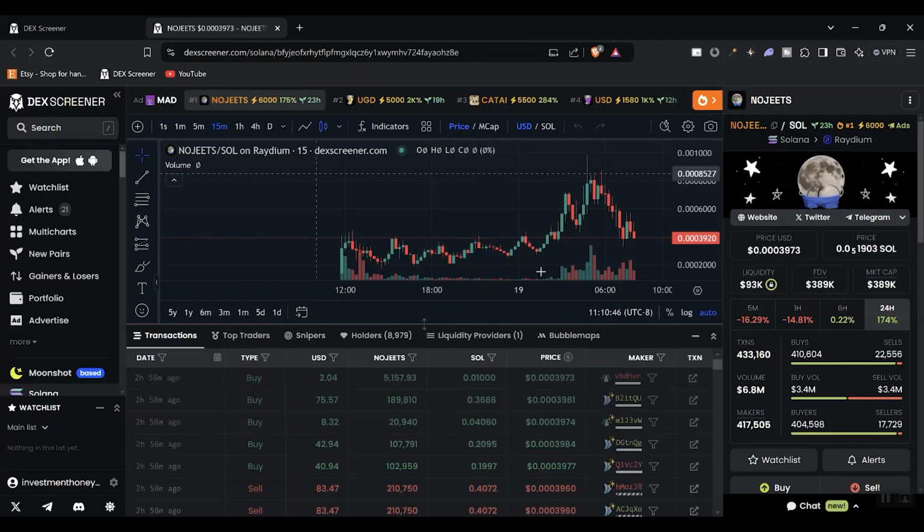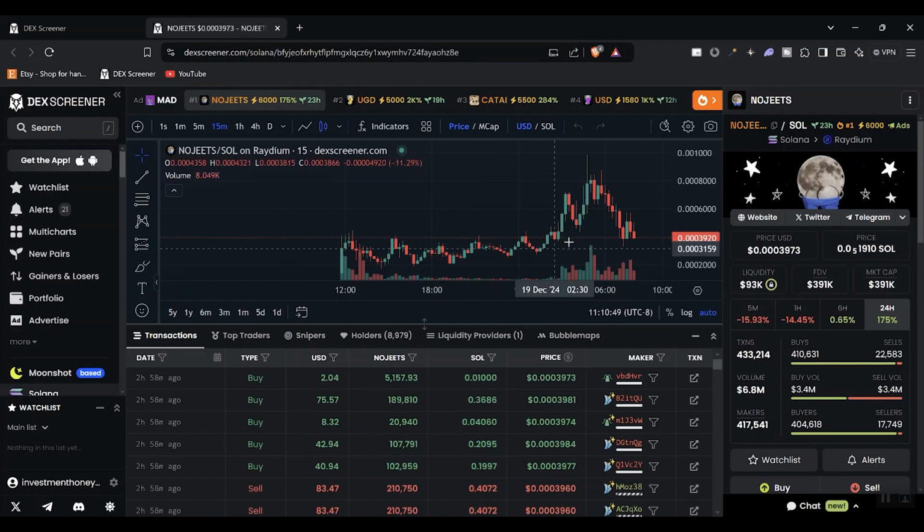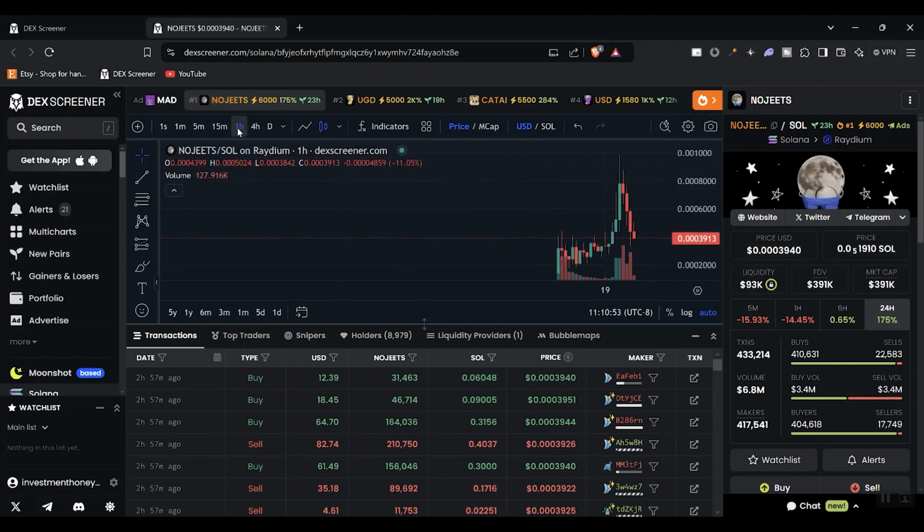Okay, and then in this one here on the no JITs. So we're looking at the 15 minutes. Let's see what it looks like on the 1 hour. So we've got some pretty heavy retracement, but they had a pretty good buy candle, or green candle, heading up right here. And if this is at 391, then this looks like this already touched basically around 1 million.